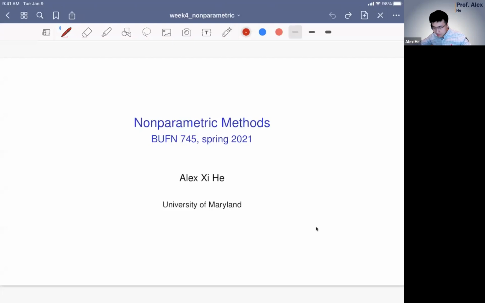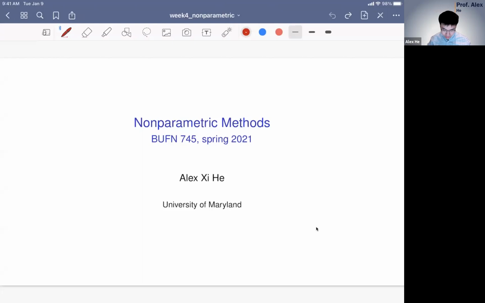All right, let's get started. So today we're going to talk about non-parametric methods. So this is another way to estimate the relationship between your x variables and y variables that's beyond the linear regression.